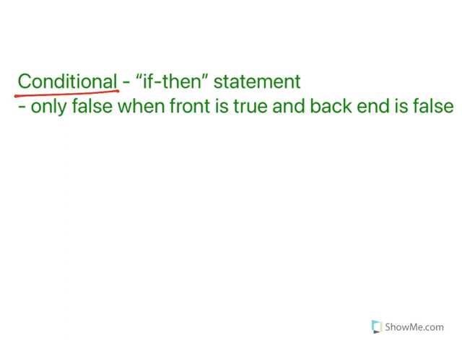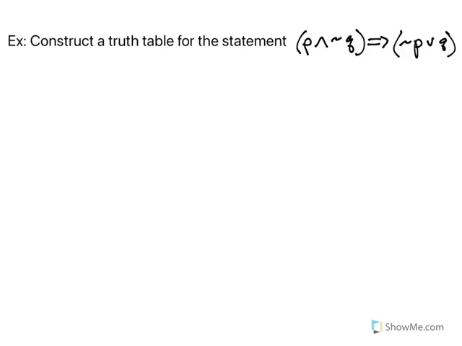Conditional statements are only false when the front is true and the back end is false. So if we're talking about if P, then Q, P would be the front and Q would be the back, right? So the front is where it starts, the back is where it ends. Okay, so let's go ahead and jump into this.